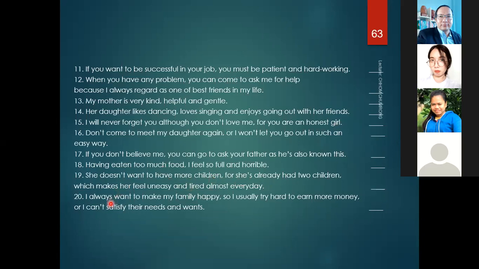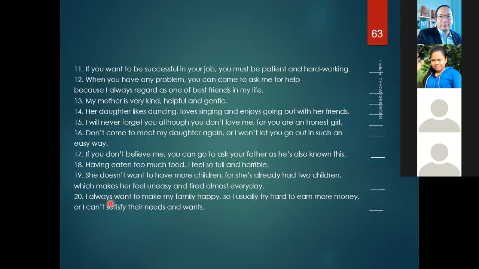Number 20. Yes, teacher. I think it is a compound sentence. Yeah. Why compound? Because there is a conjunction, yeah, coordinating conjunction on both sides, right? So, and all are coordinating conjunctions that join IC, right? So compound sentence. Yes. Okay, correct.